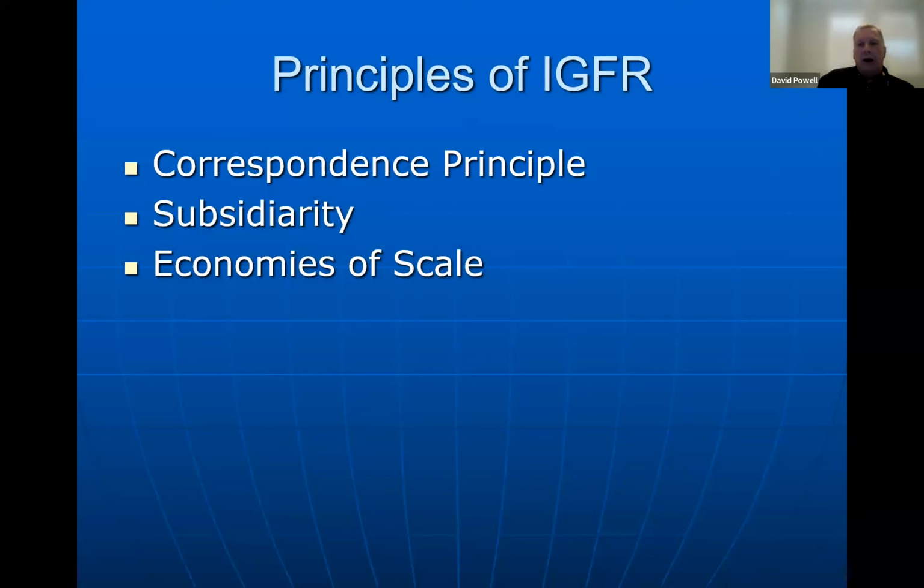In essence, correspondence says that the impact should correspond with the responsibility for making the decisions, and sometimes the responsibility for paying for those decisions that are being made. The correspondence principle argues for decentralization of decision making. And so it argues for a further fragmentation in our American federal system.